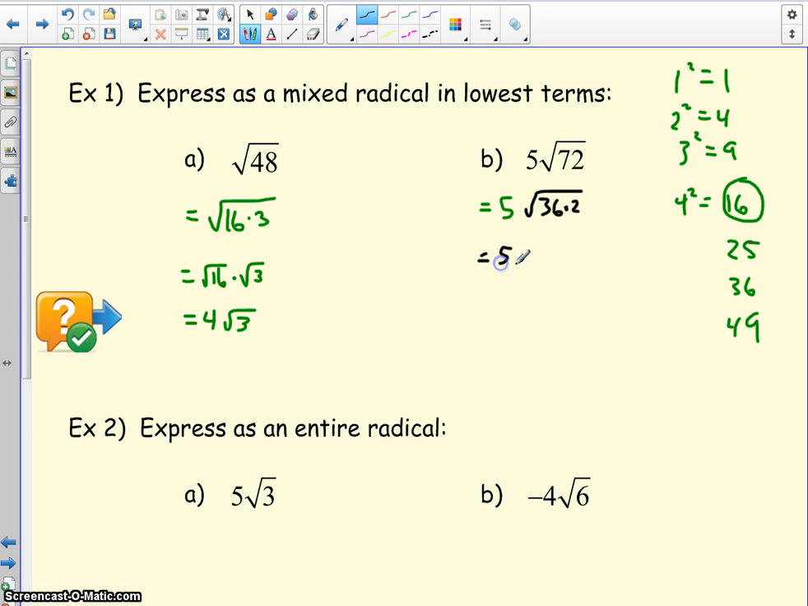So this will be 5 times the square root of 36 times the square root of 2. The square root of 36 is equal to 6. Once you get really good at these, you may be able to skip some of these steps and just go through where all those numbers come from. Then 5 times 6 gives me 30. So this whole thing simplifies to 30 root 2. And again, now I've put that into lowest terms.